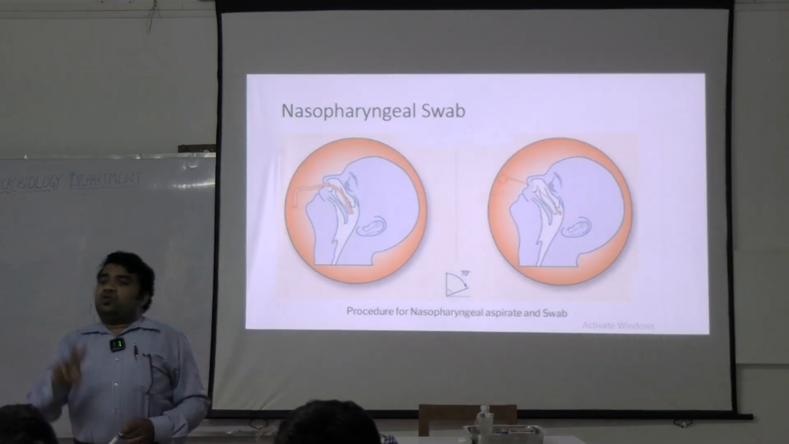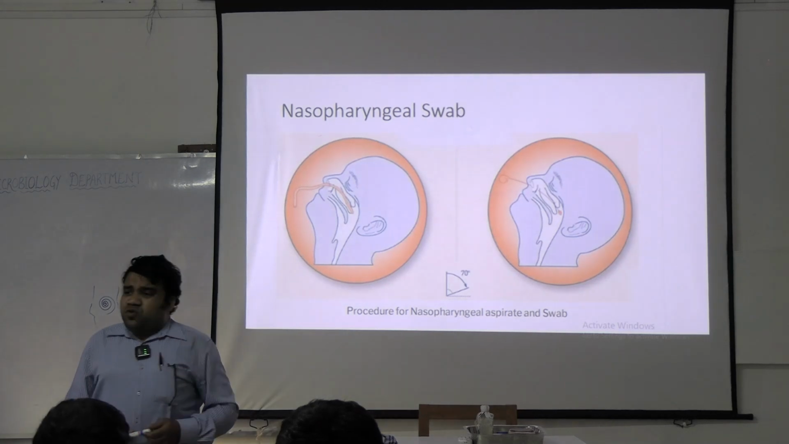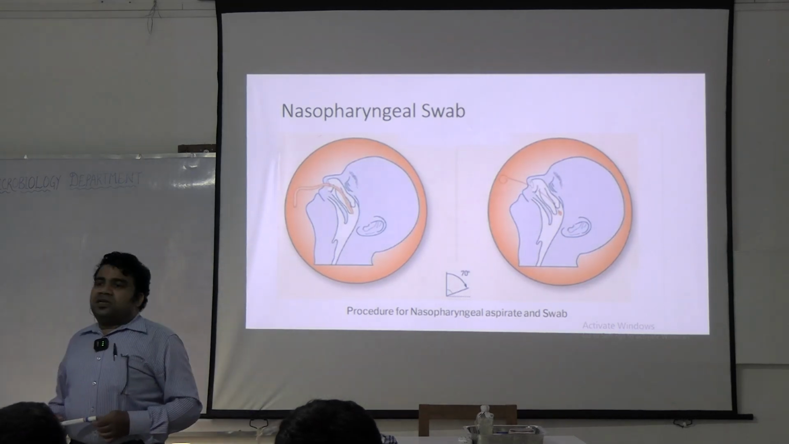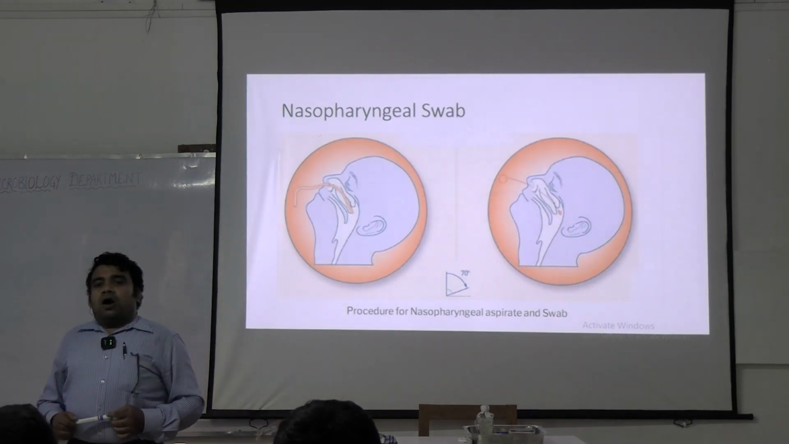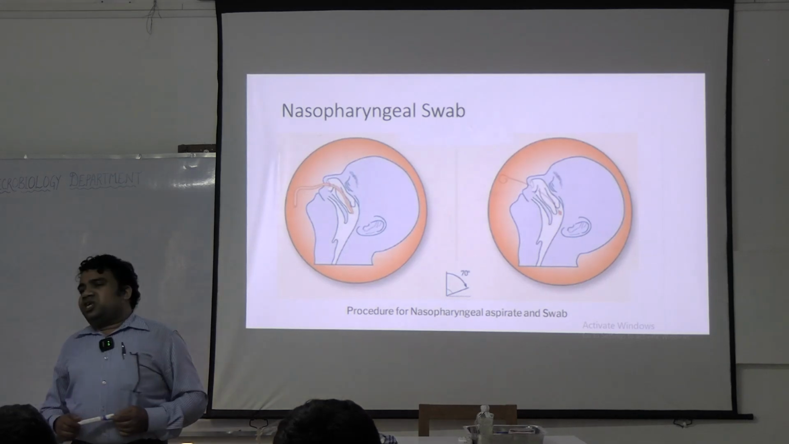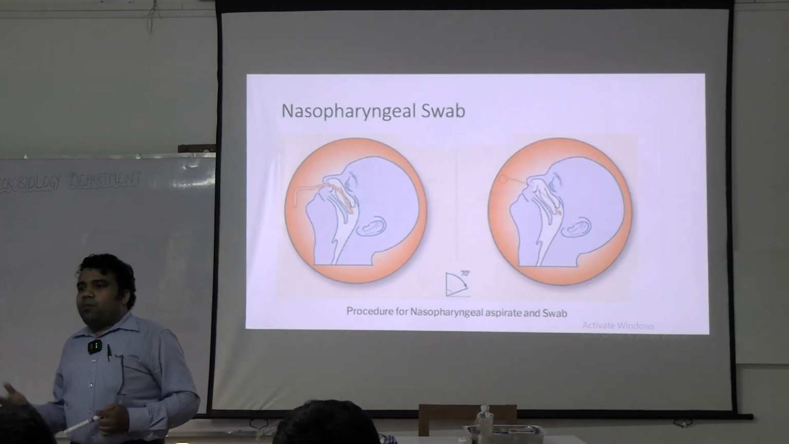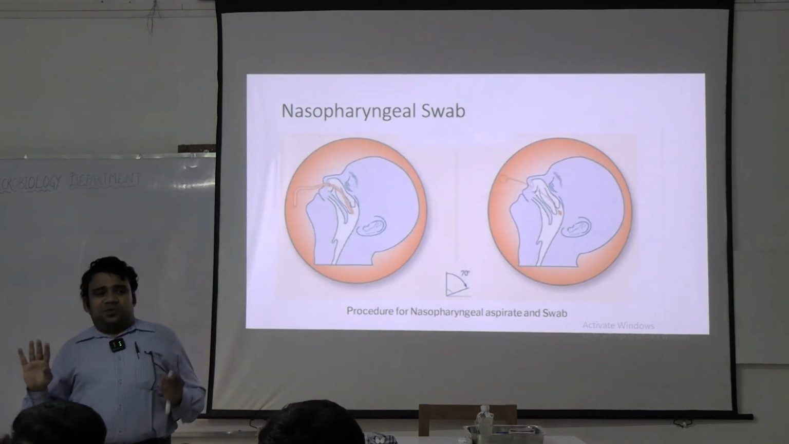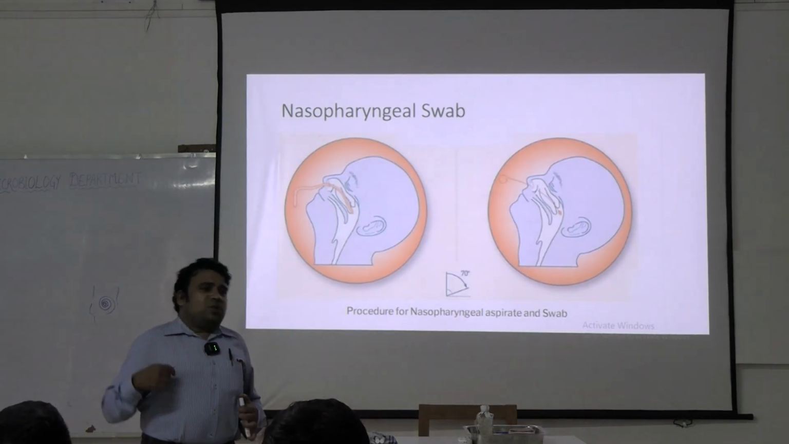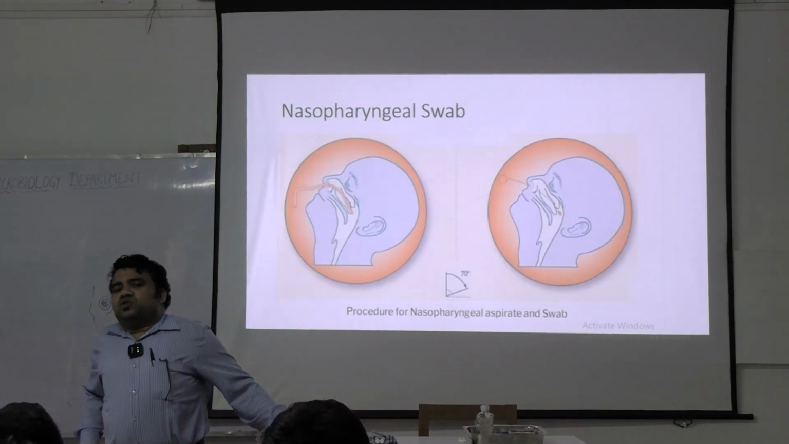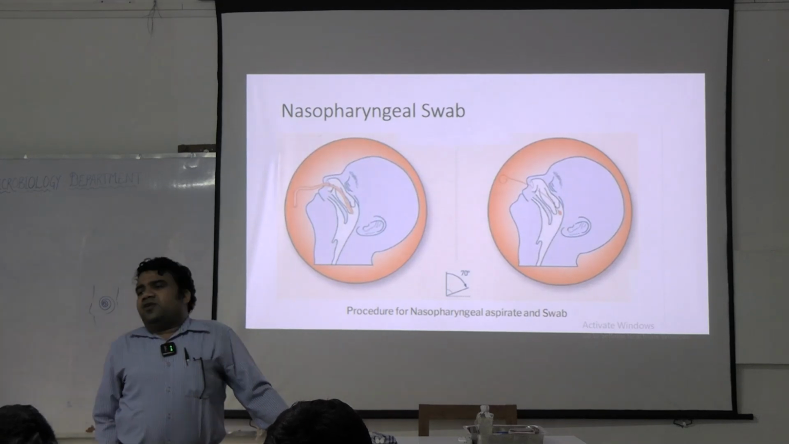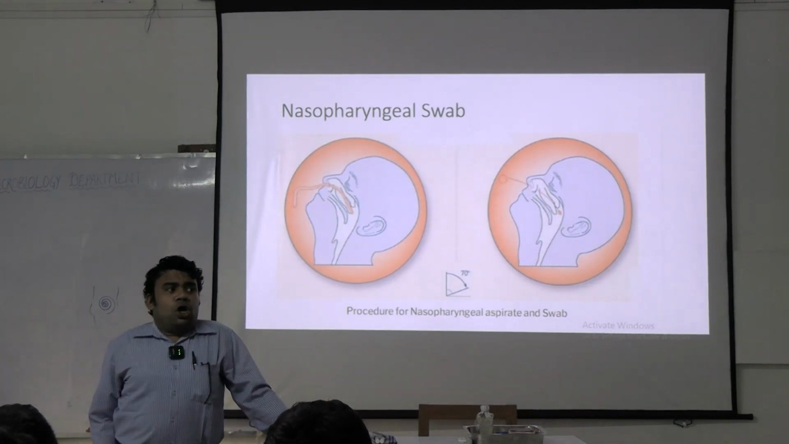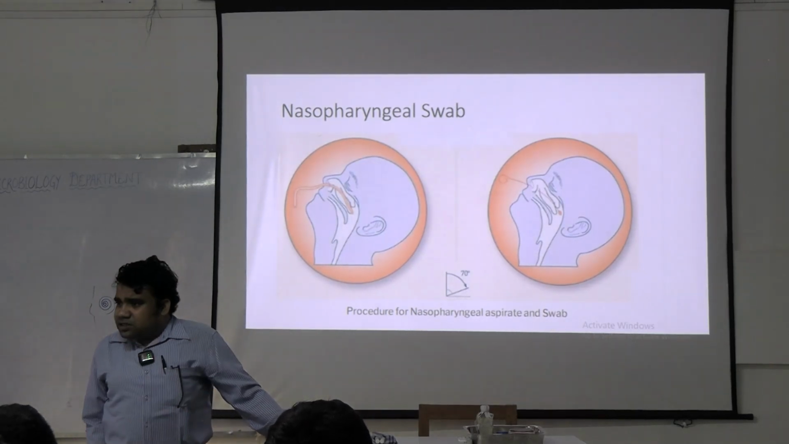Among other swabs, there are two important swabs. One is the nasopharyngeal swab and the other is the oropharyngeal swab. How many of you have been tested for COVID? So you have the personal experience of giving a swab sample. Now the nasopharyngeal swab is predominantly taken for upper respiratory tract infections. Most of them are caused by viruses.